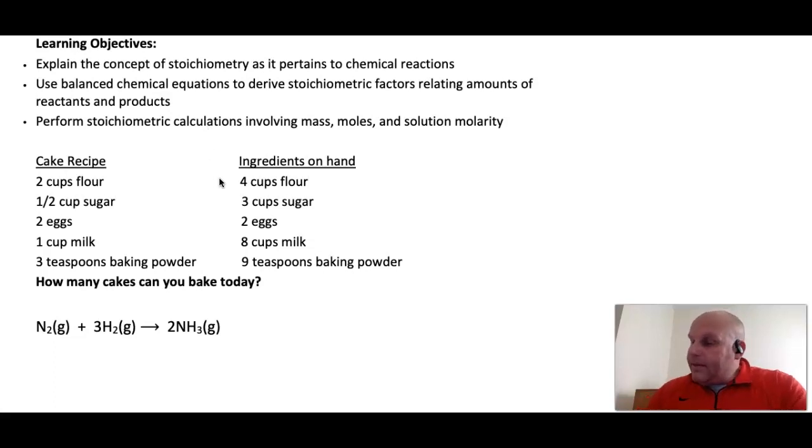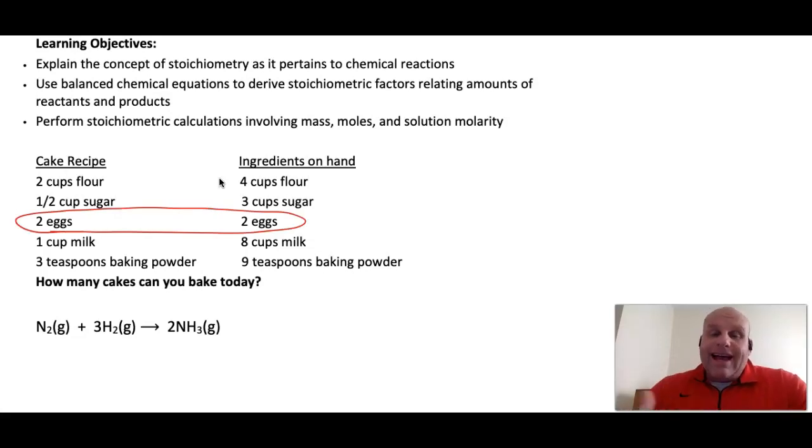The reason being is you are limited in the number of cakes that you can make by the amount of eggs that you have on hand in your kitchen. You have excess ingredients of flour, sugar, milk, and baking powder, plenty to make multiple cakes, but because you only have 2 eggs, which is exactly what the recipe calls for, you can only make one cake. Chemical reactions work much the same way.